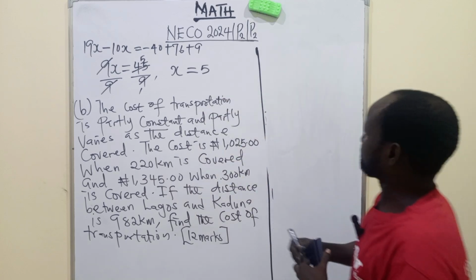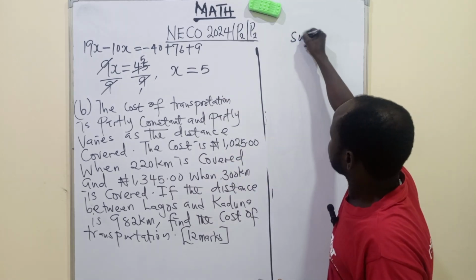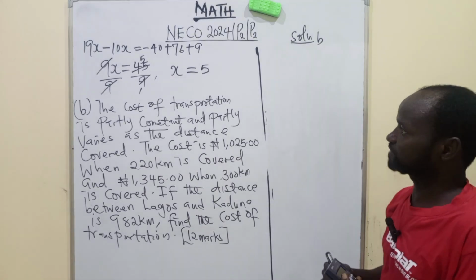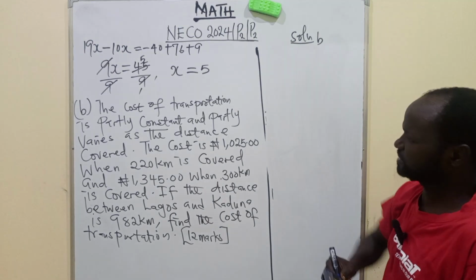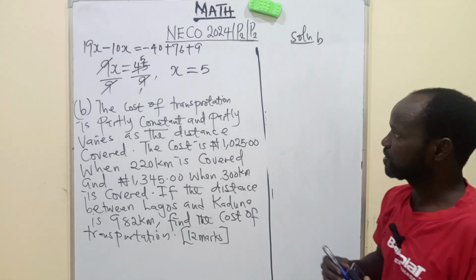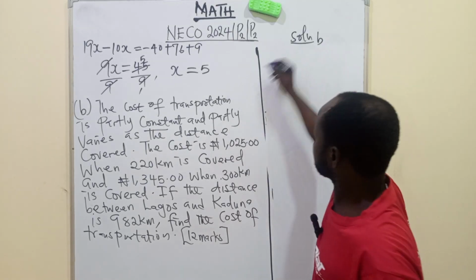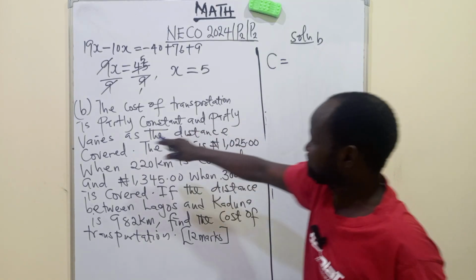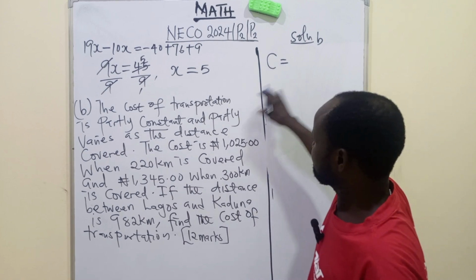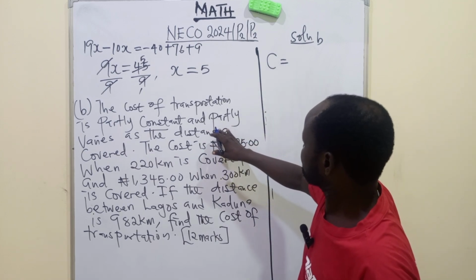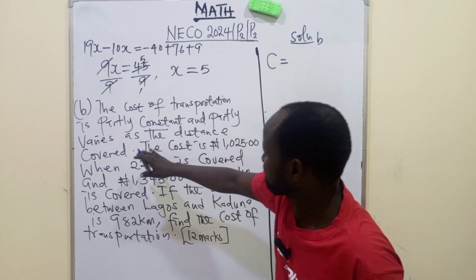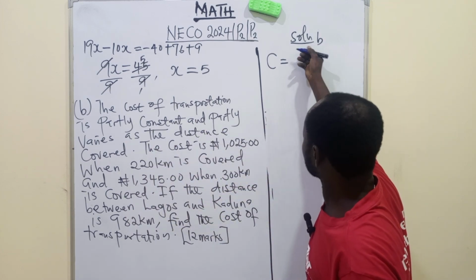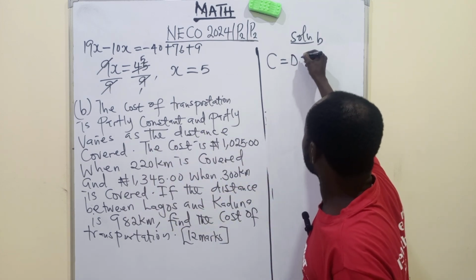question B now. Solution to B. Let's interpret that B. The cost of transportation is partly constant and partly varies as the distance. Okay, so let's interpret it. The cost, that's C, is equals to, partly means is equals to, partly constant as what? Partly constant as varies as the distance. So let's use D, capital D or small letter D. Let's use D.